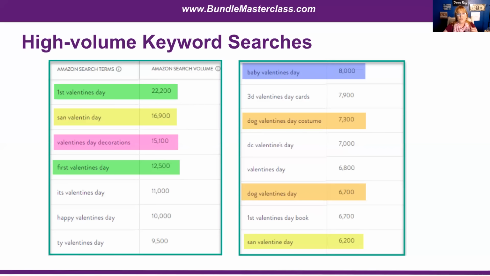So on the right-hand side, 8,000 searches a month for baby Valentine's Day, which surprised me because babies, it's not a romantic thing, but I guess people want to celebrate Valentine's Day, like a first Valentine's Day for the baby, or they want to dress their babies up, right? And then of course, we've got the dog Valentine's Day costume. 7,300 people a month were searching for dog Valentine's Day costume. And dog Valentine's Day, another 6,700 people. So I was surprised by that, but now in hindsight, I shouldn't be surprised, right?